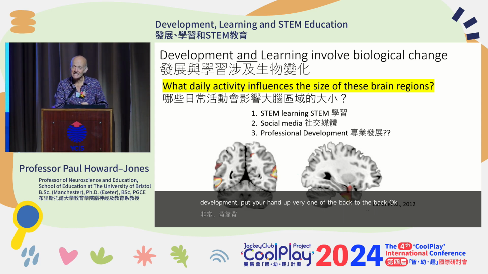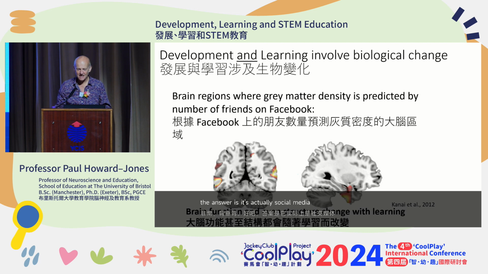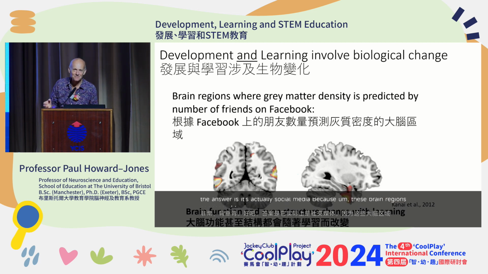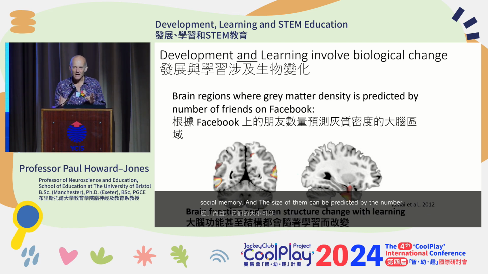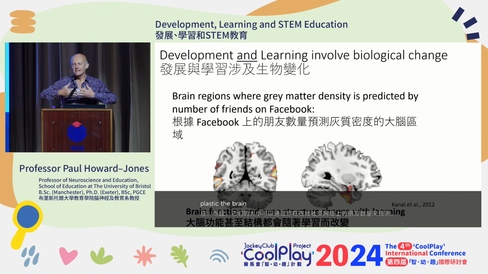Okay, well, the answer is it's actually social media, because these brain regions correspond to social memory. And the size of them can be predicted by the number of friends that you have on your online social networks. This is a reflection of how plastic the brain is.